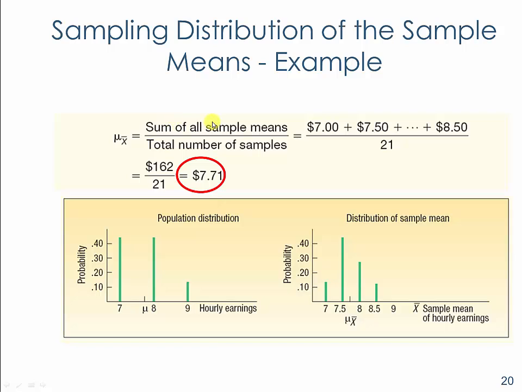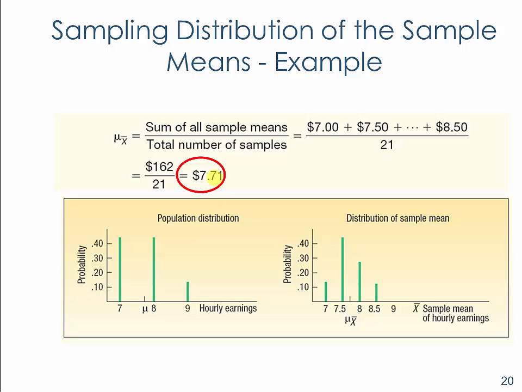So we sum up all of the sample means and we divide it by the total number of samples, and we get $7.71. Remember I told you to make a mental note of the $7.71? The mean of all the sample means is usually written as mu sub x bar, and in this case it's $7.71, which is the same value as what we had in our population mean.